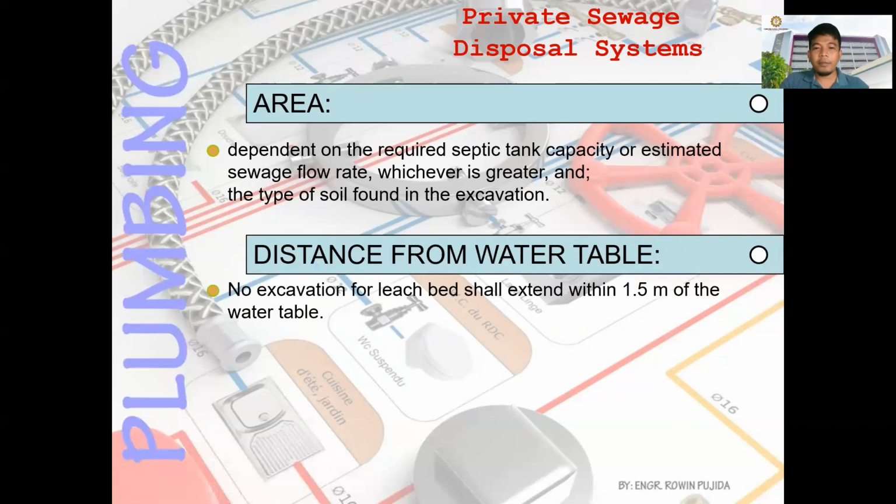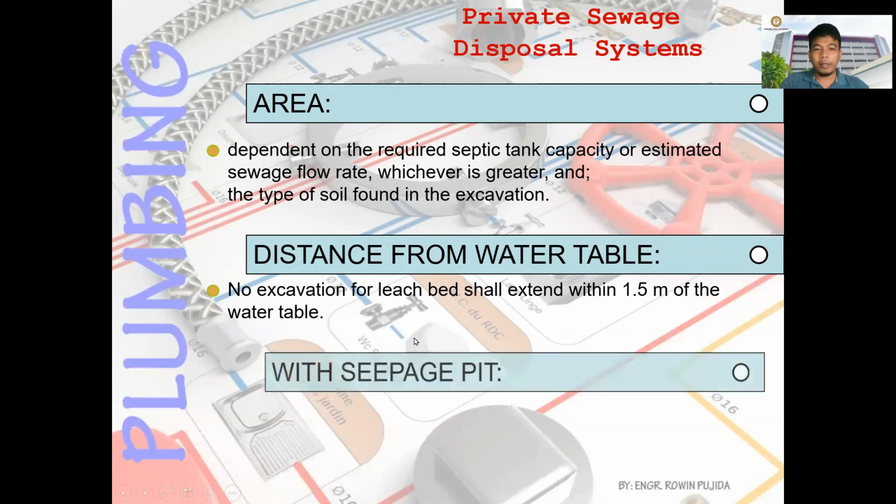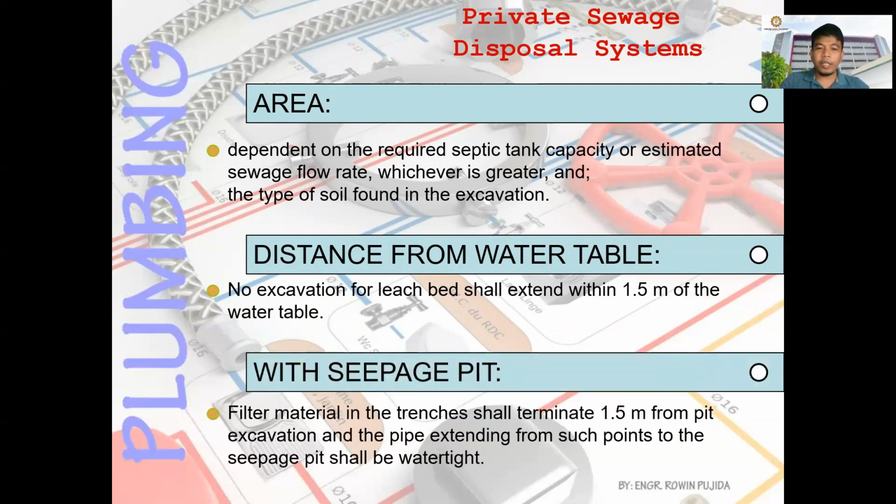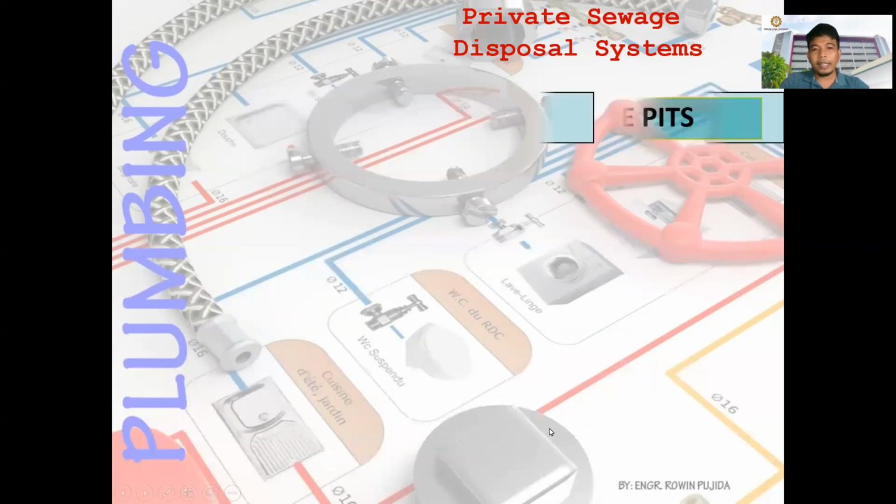Next is the distance from water table. Okay, so no excavation for leach bed shall extend within 1.5 meter of the water table. And then if you have a seepage pit, filter material in the trench shall terminate 1.5 meter from pit excavation, and the pit extended from such point to the seepage pit shall be of water type.